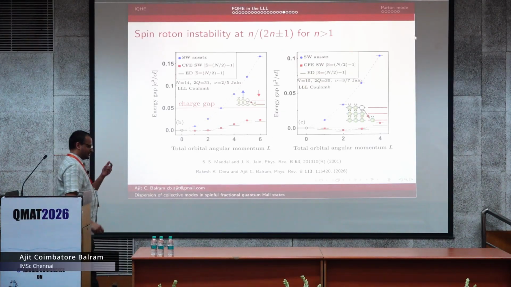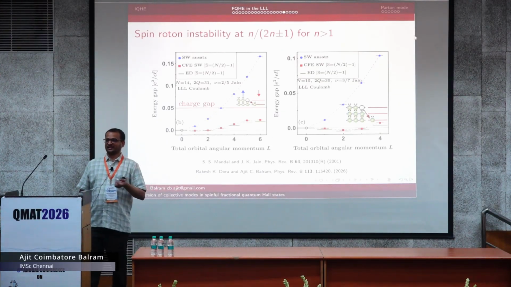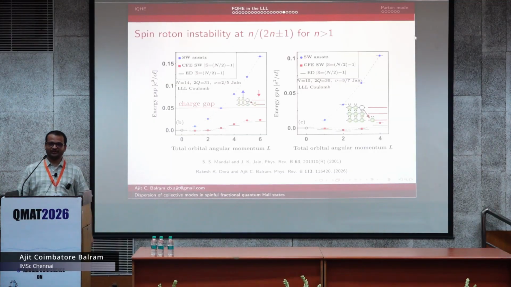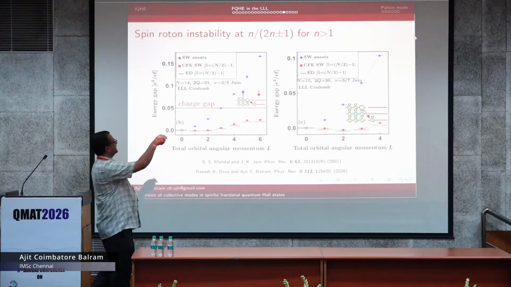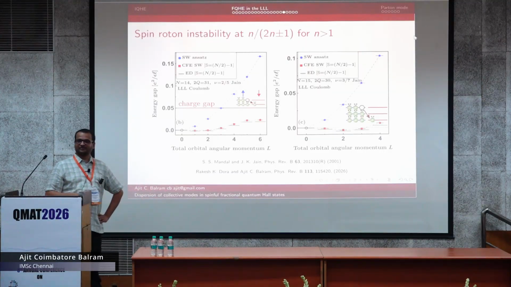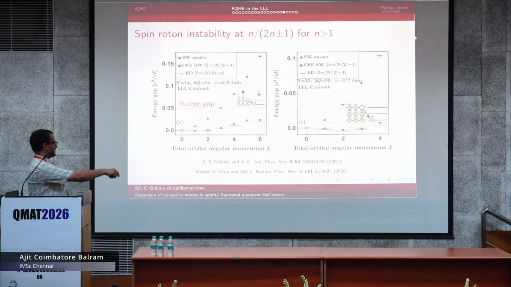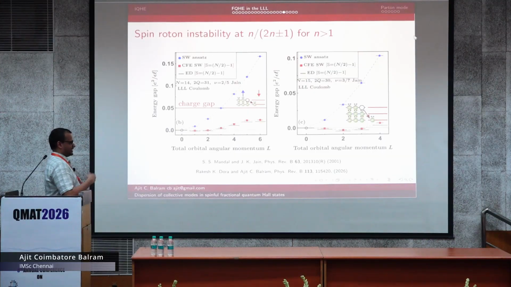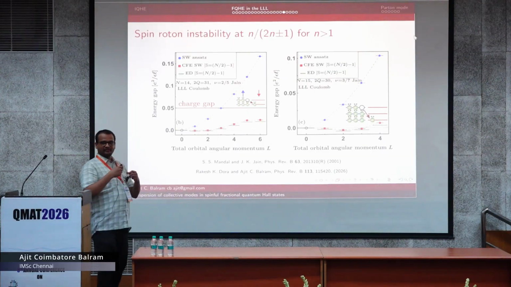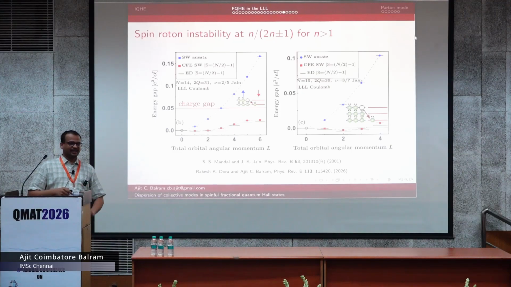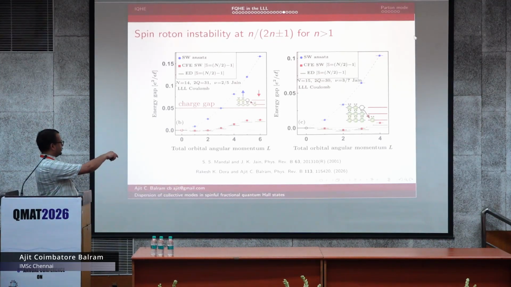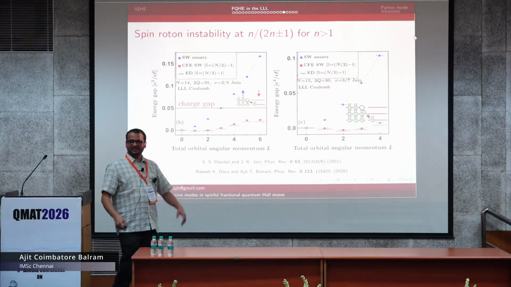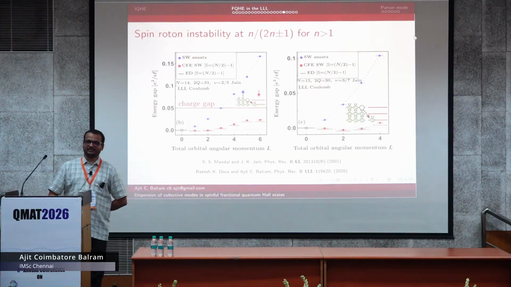Okay, so now one can do this for other fractions. So you do this at filling factor 2/5, 3/7, and so on. And one finds something very interesting. There is actually a spin roton instability for states at n over 2n plus-minus 1 for n greater than 1. This was pointed out by Mandal and Jain about 2.5 decades ago. What they did was they computed the energy of this composite fermion spin wave ansatz, and they found that it has an energy that's lower than the ground state energy at some q. Okay, and if you are really at 0 Zeeman energy, this will be an instability of the ground state.